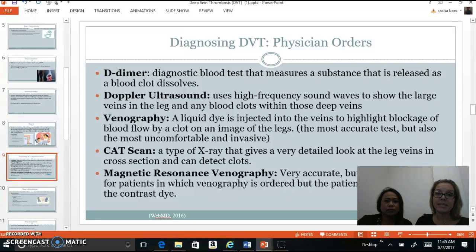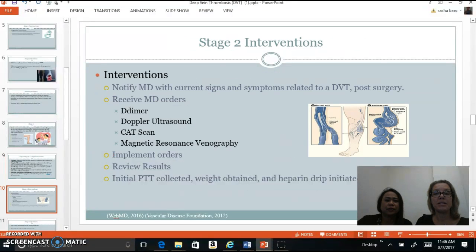We can also do a CAT scan, a type of X-ray that gives a very detailed look at the leg veins in cross-section and can detect clots. Last one, magnetic resonance venography. Very accurate, but usually only used for patients in which venography is ordered, but the patient has allergies to the contrast dye. The stage 2 interventions include the following.